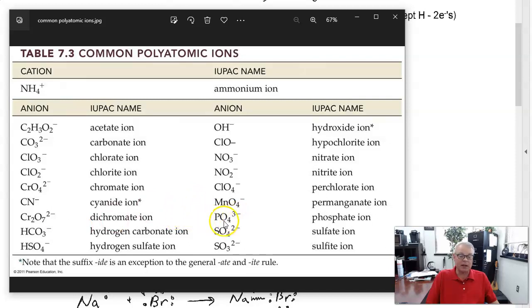Here's a phosphate, PO4 3 minus. A dihydrogen phosphate is an H2PO4. I've got 2 hydrogens there, so my charge goes up by +2. So a dihydrogen phosphate has a charge of -1, not -3. A hydrogen phosphate has a charge of -2.